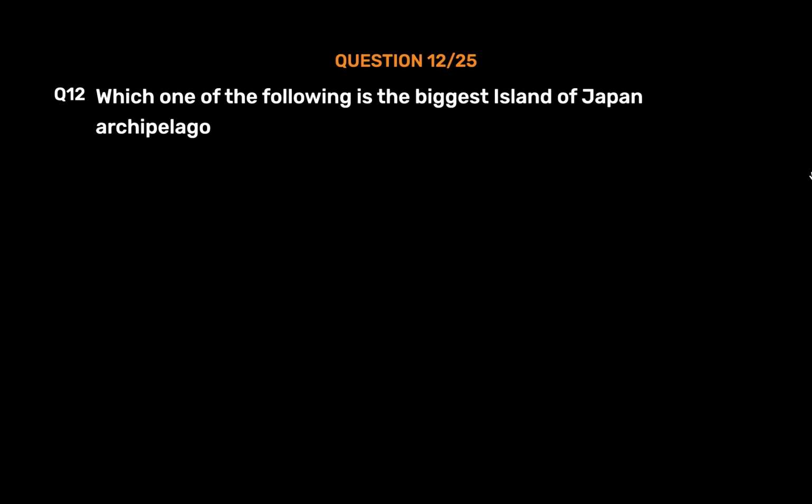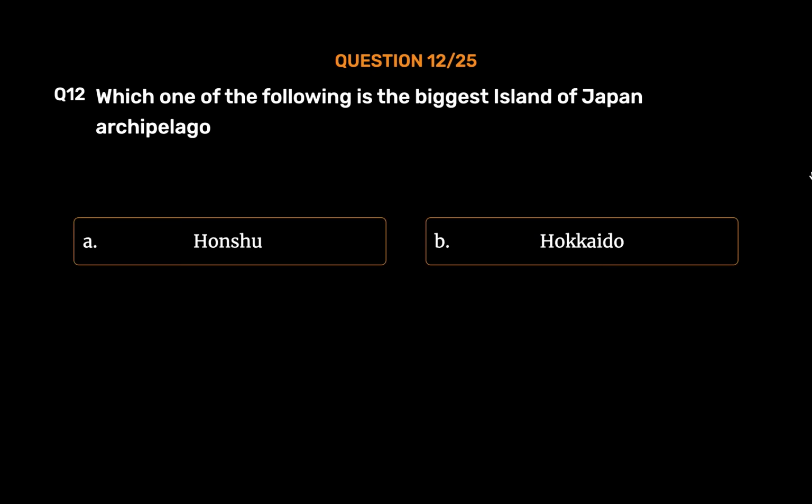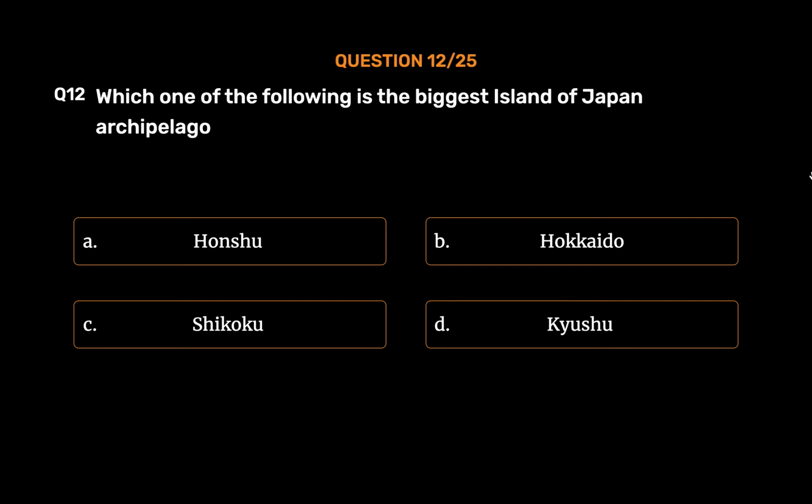Question number 12. Which one of the following is the biggest island of the Japan archipelago? Option A. Honshu. Option B. Hokkaido. Option C. Shikoku. Option D. Kyushu. The correct answer is option A.